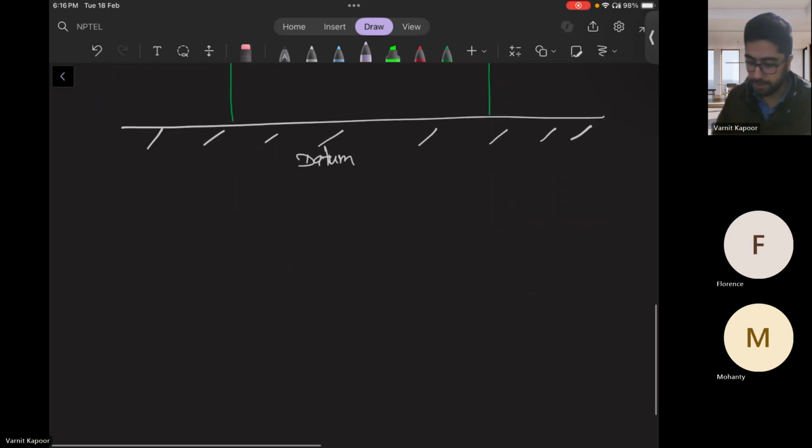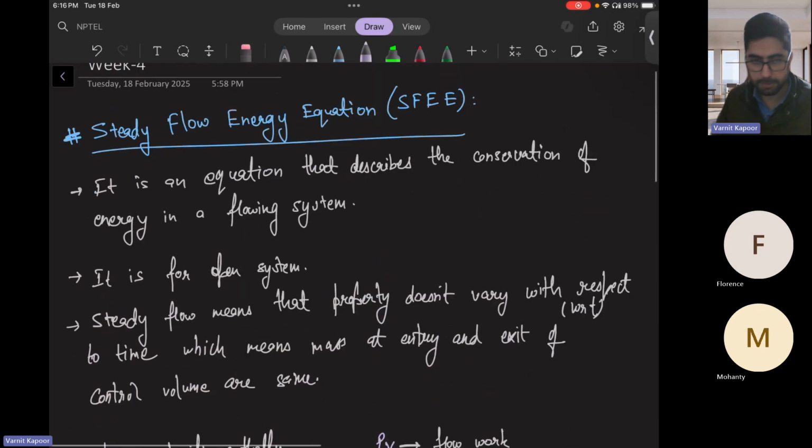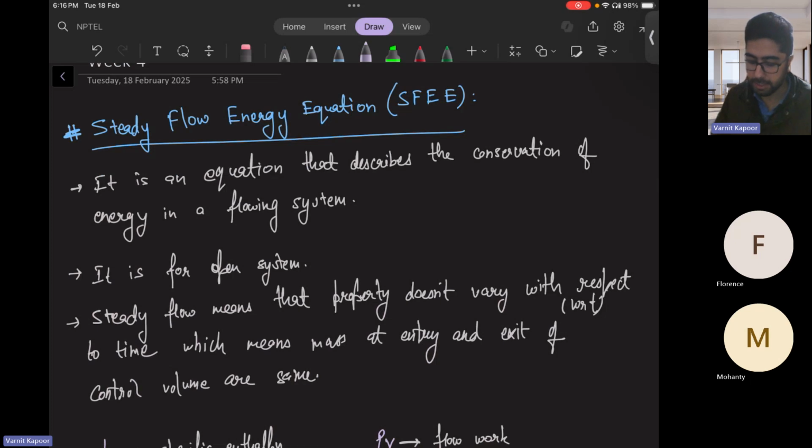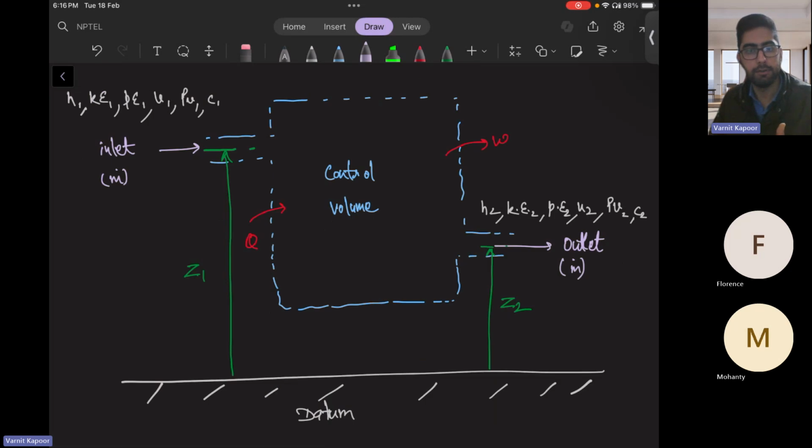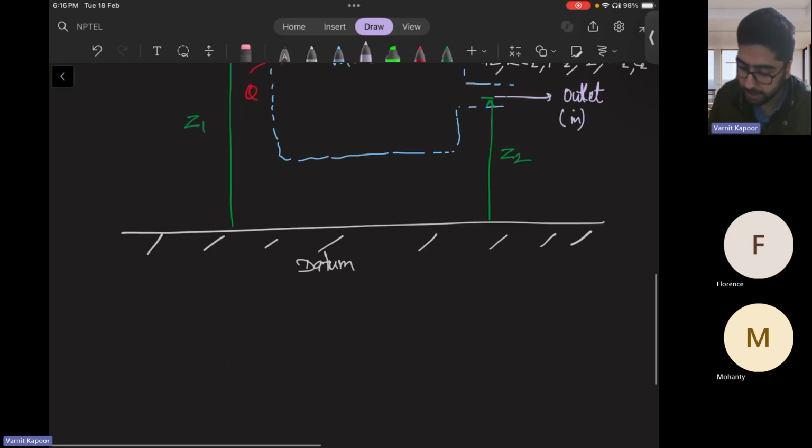As per the definition, it describes the conservation of energy in the flowing system. So this is your flowing system. Some fluid enters through the inlet into the control volume, and it flows out of that control volume from the outlet. So the energy at the inlet is equal to the energy at the outlet.